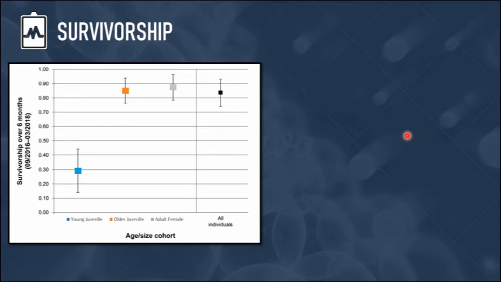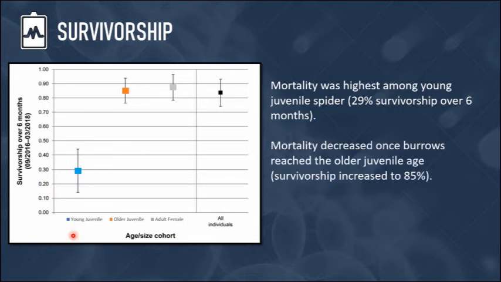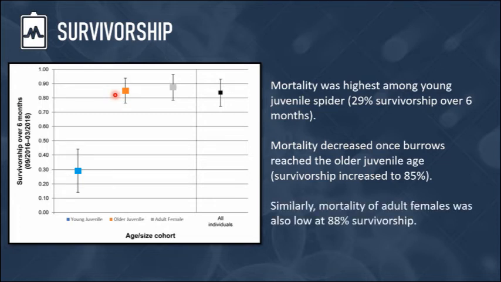And for survivorship, the mortality was highest among young juvenile spiders. It was counted at 29% survivorship over the 6 months. And the mortality decreased once the burrow reached the older juvenile age, with 85% survivorship. It's very high actually. And similarly, mortality of adult females was also low, at 88% survivorship, increasing from 85% to 88%. Their life expectancy is also increasing.